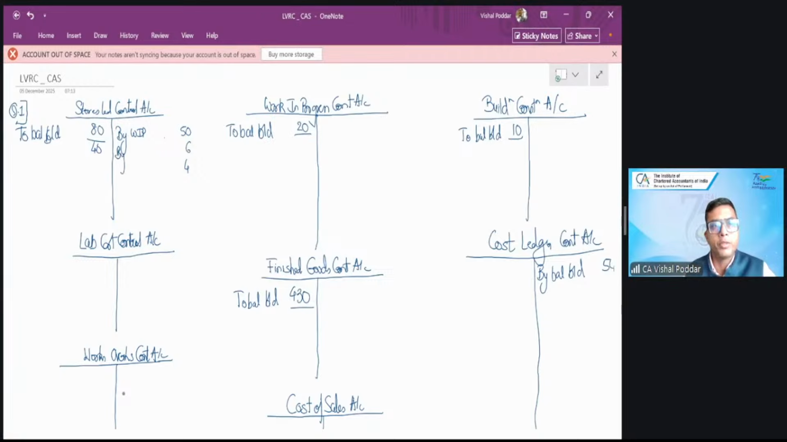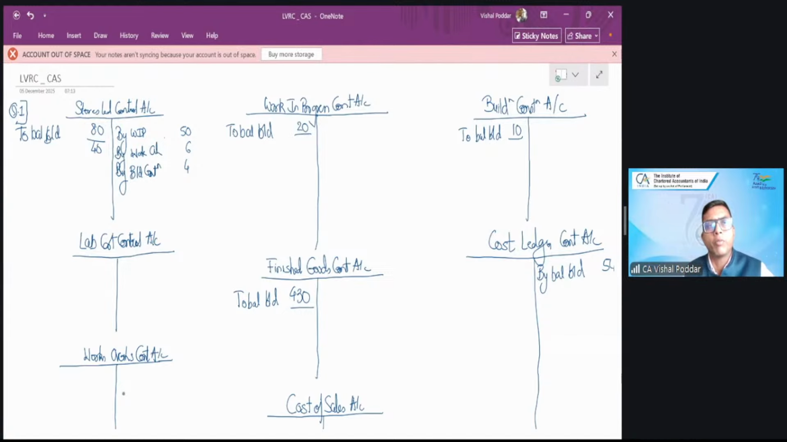So if you can see, I'm passing entry in a particular manner. This will save time in exams. But then one thing you should be very particular about is that if you are passing entry like this, don't forget to give the second effect immediately.